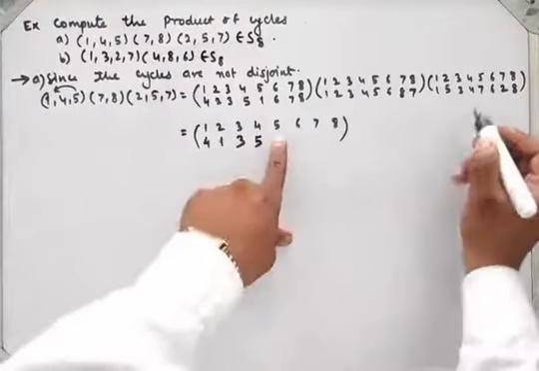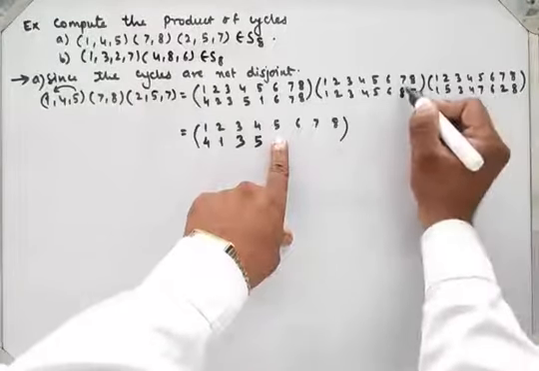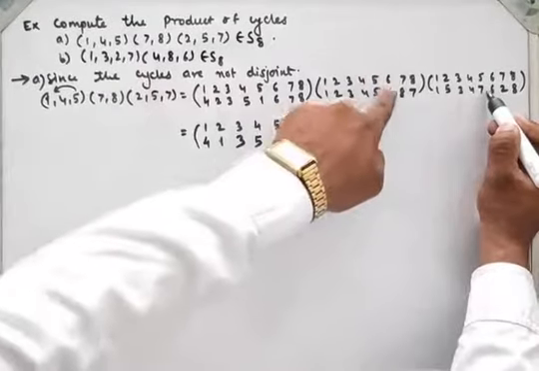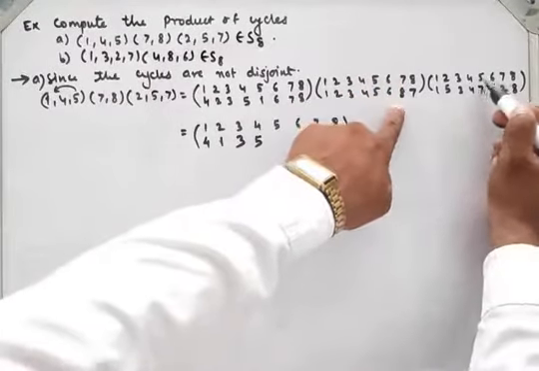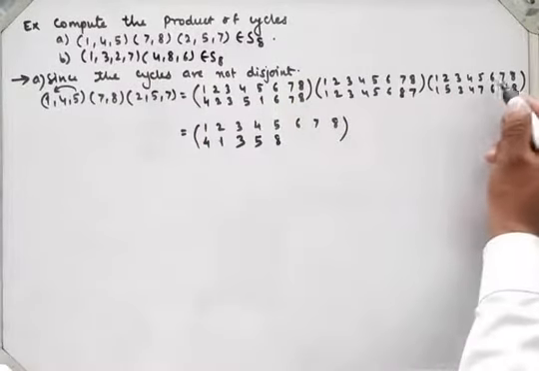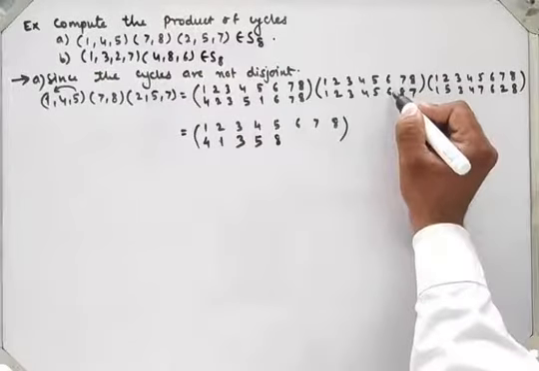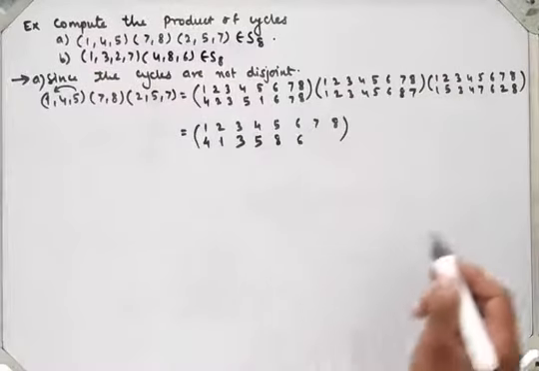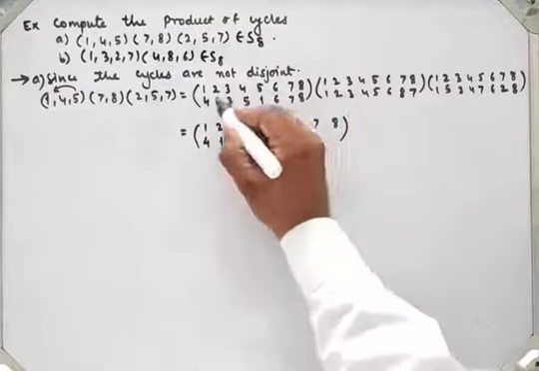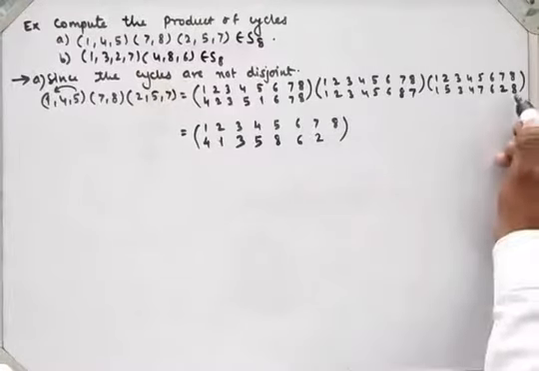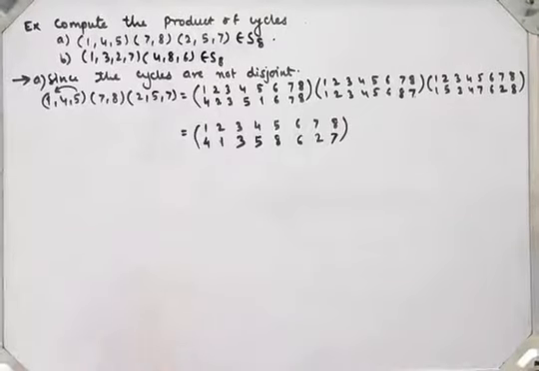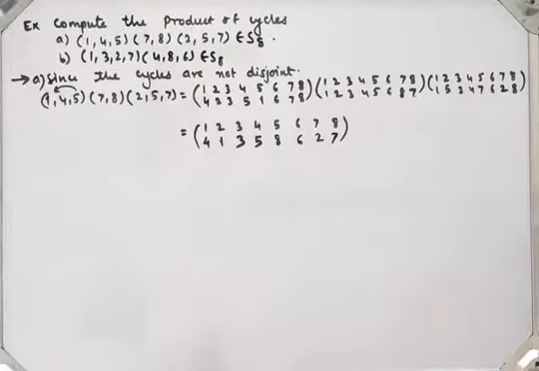Next 5, 5 goes to 7, 7 goes to 8. Means we have to find the chain: 5 goes to 7, check the value of 7, 7 goes to 8, and 8 goes to 8. Now next 6, 6 goes to 6. Now 7, 7 goes to 2, 2 goes to 2. Now 8 goes to 8, 8 goes to 7, and 7 goes to 7. So this is the product of these cycles.